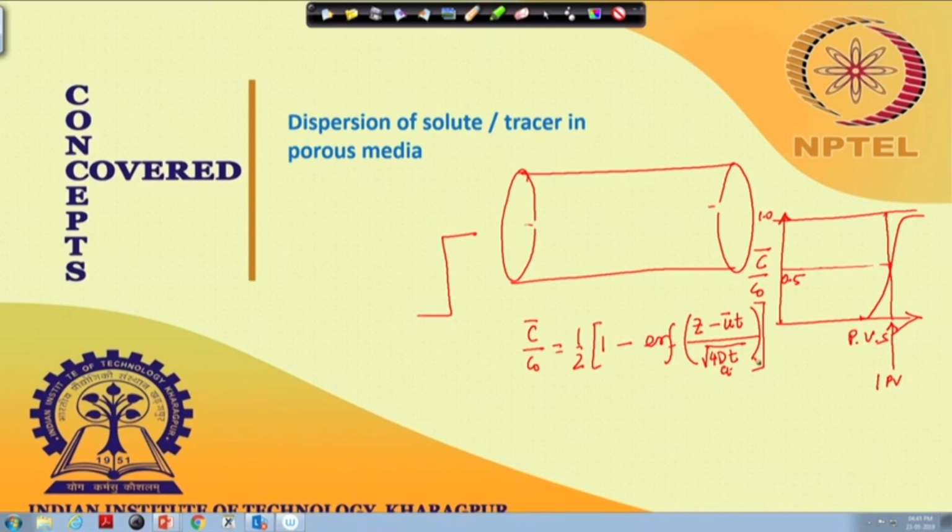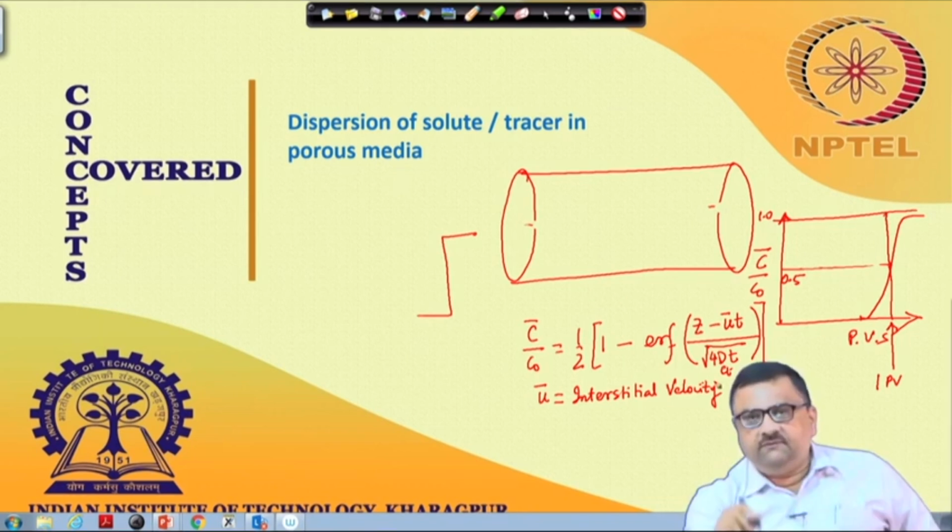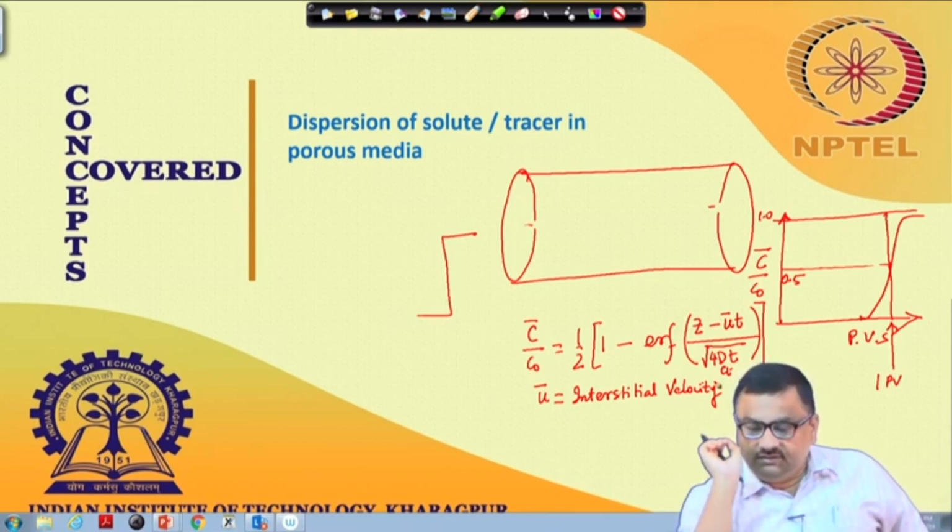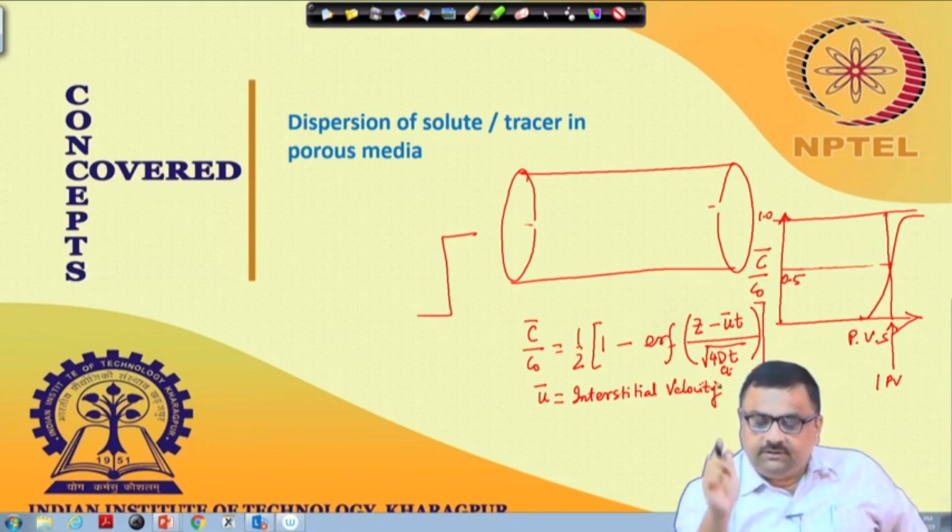when we try to apply this for a porous medium, first of all I must point out that this U bar has to be equal to the interstitial velocity, not superficial. U bar has to be the interstitial velocity, because we are now extending from a capillary to the porous medium. This velocity was applicable for velocity through the capillary, and for the porous medium we have considered the porous medium as a bundle of capillaries. So the velocity inside the capillary is what we are talking about, not the overall velocity. So this U bar is the interstitial velocity. This we must remember.